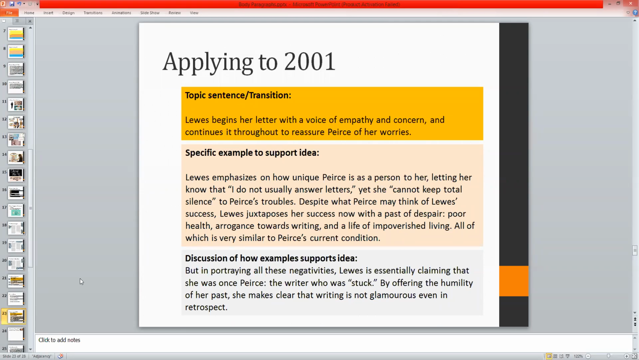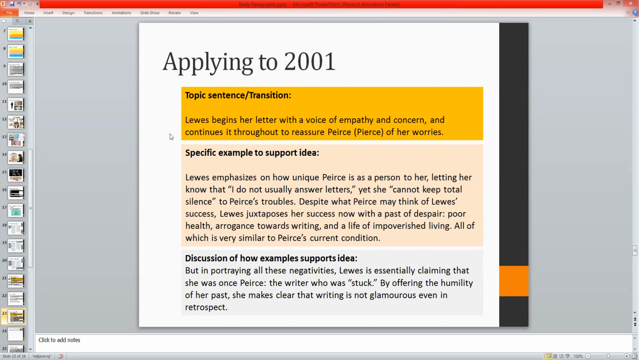For the topic sentence, to transition from my intro paragraph, the first thing I want to talk about in my body paragraph was: Lewis begins her letter with a voice of empathy and concern and continues it throughout to reassure Pierce of her worries. And by the way, if you misspelled Pierce, that's okay. I think that's actually how you spell her name. She has a funky name for how to spell Pierce, because this is what we usually associate with Pierce, but her name is E before I.